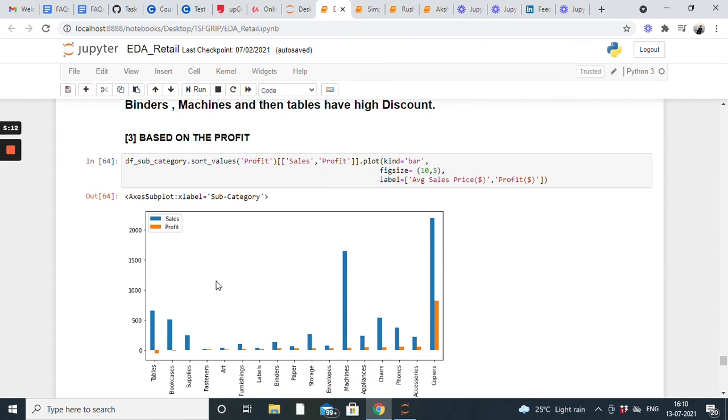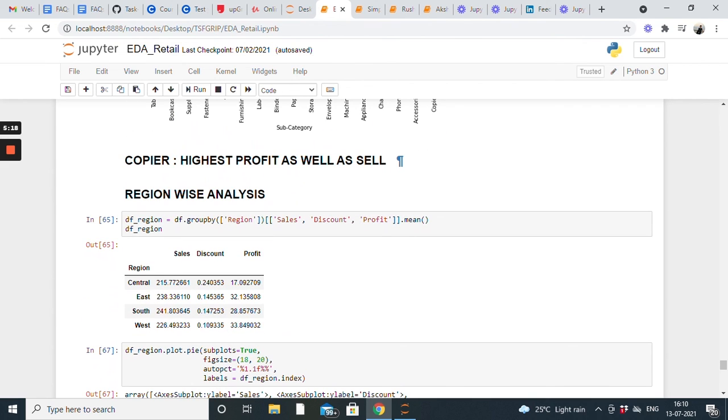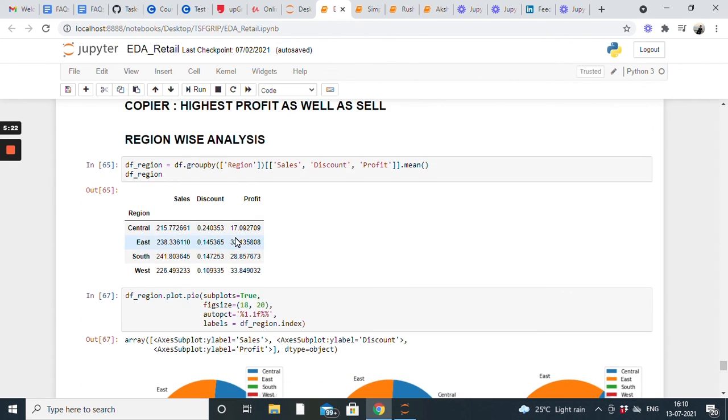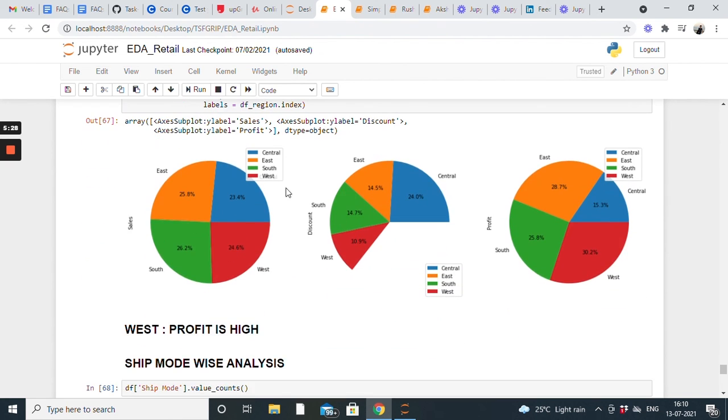As per profit, I plotted on a profit basis, and we can conclude that copier has the highest profit as well as sales. Then region-wise analysis: same, group by region, and here I plotted a region-wise pie chart. West has the highest profit.